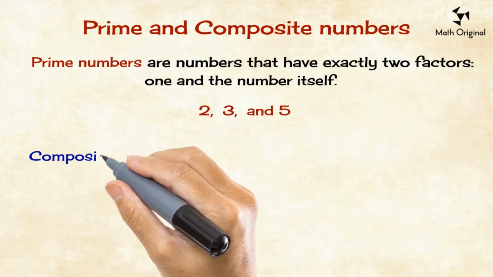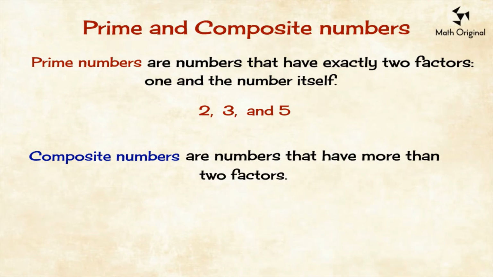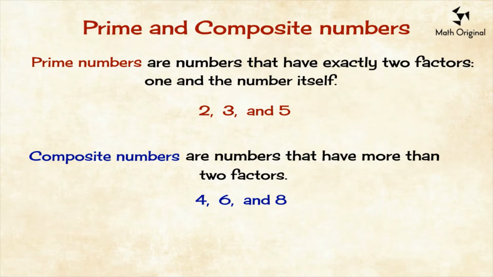What about composite numbers? Composite numbers are numbers that have more than two factors. For example, numbers 4, 6 and 8 are composite numbers, because they have more than two factors. Number 4 has 1, 2 and the number itself, 4.